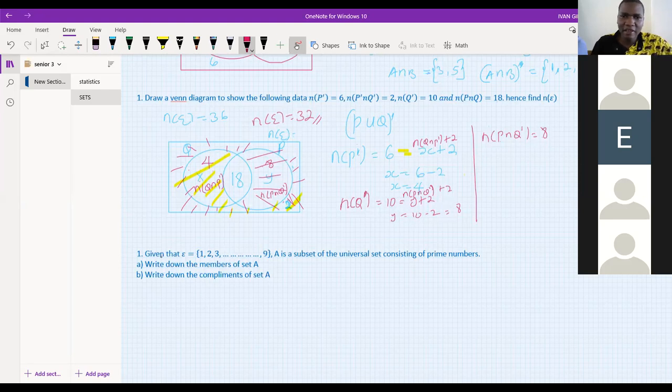So here they're saying, given that the universal set is this, A is a subset of the universal set consisting of prime numbers. Write down the members of A. Now, our universal set has these elements. Then they are saying A is a subset of the universal set and has prime numbers. What would be the elements of set A? A is being extracted from this, but A should have only prime numbers. It is almost the same as this, but has only prime numbers.